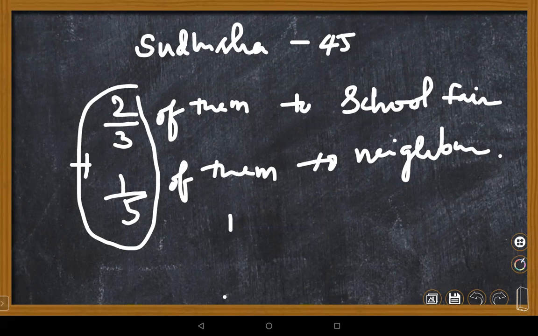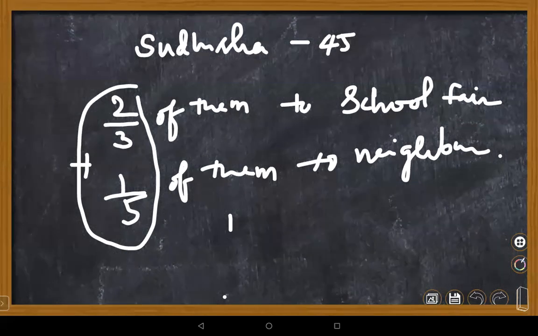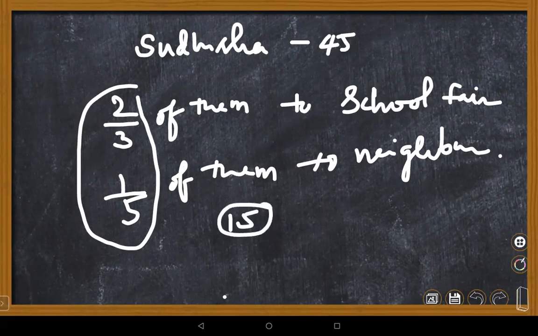Ma'am, so the LCM is 15, right, ma'am? Very good. LCM is 15. Correct, Nana. So then 1 by 5 is 3 by 15. Oh, ma'am, I wrote 1 by 5 as 2 by 5 by mistake. Yes, ma'am. So it's 13 by 15. Very good. So 13 by 15 were distributed.